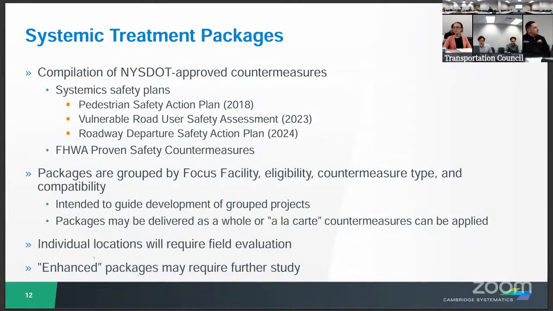Next, talking about some of the systemic treatment packages. Okay, great, Alex, you found me 500 intersections, what can we do? So what we want to do is take a look at really having packages of projects, compiled sets of measures that are based upon NYSDOT approved countermeasures and some of their systemic safety plans.